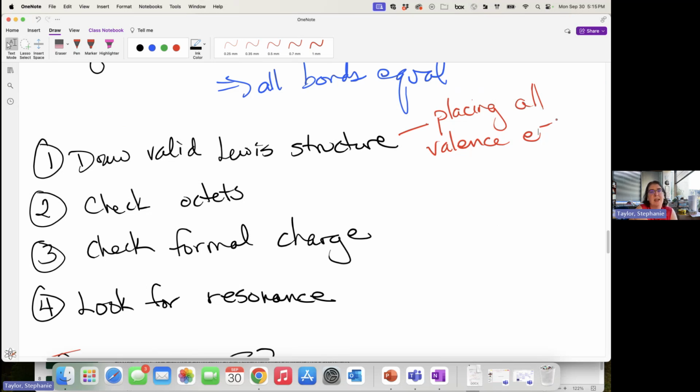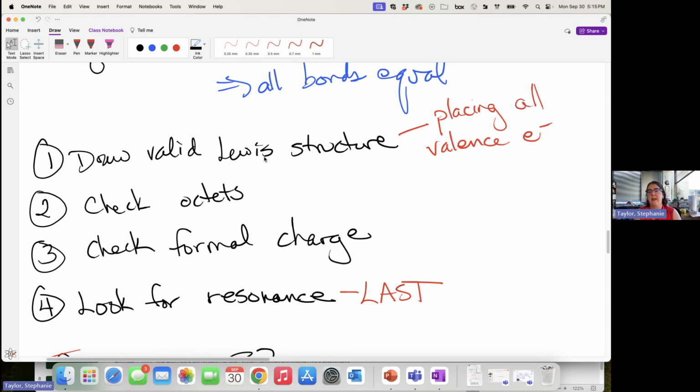Checking octets then is to make sure that every element is sharing 8 electrons, unless it's one of the weird ones, but you're still going to check. I'll show you my slide for that in a minute. And then formal charge and resonance goes last. So resonance is the very last thing you do, and it is separate from everything else. So these are all things that can happen individually.